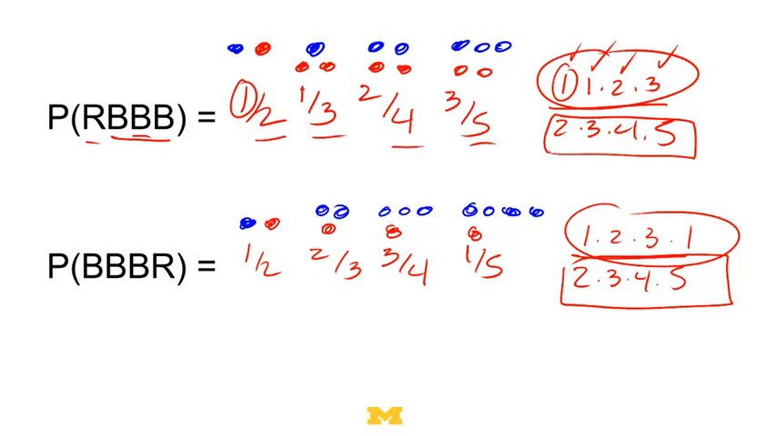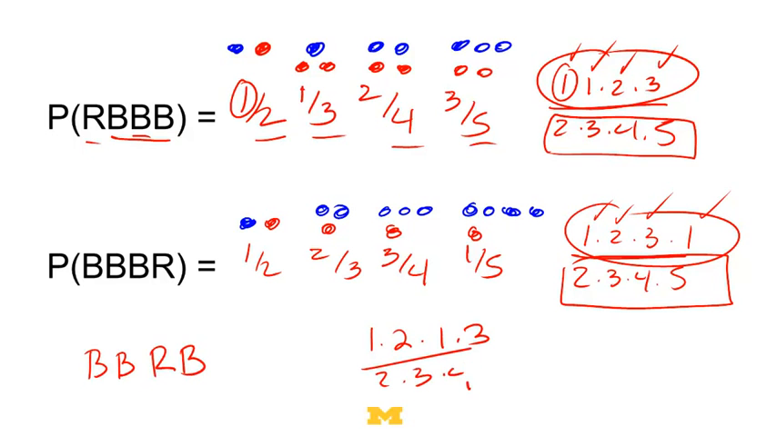Well, the same happens here. I get a 1, 2, and a 3 for the 3 blue balls. And I get a 1 for the 1 red ball. So here it's 1 times 1 times 2 times 3. Here it's 1 times 2 times 3 times 1. So if it were the case that I said blue, blue, red, blue, that would end up being 1 times 2 times 1 times 3 over 2 times 3 times 4 times 5. So what we get is the same probability.